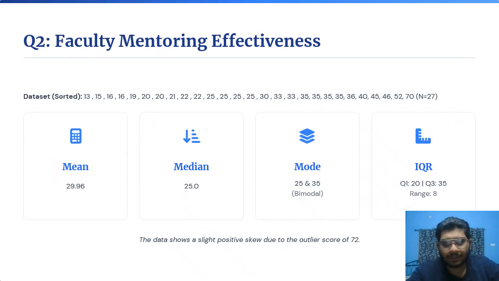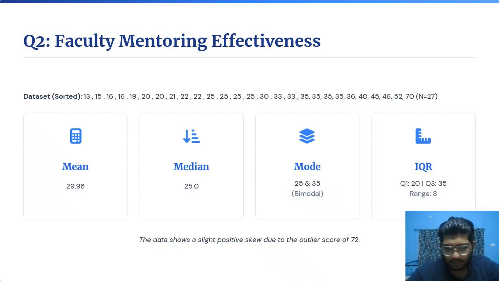Question number 2, here we have been given a data set that is 13, 15, 16, 16, 19, 20, 20, 21, 22, 22, 25, 25, 25, 25, 30, 33, 33, 35, 35, 35, 35, 36, 40, 45, 46, 52, 70, 72. That's actually 72. And these are a total of 27 observations, right?